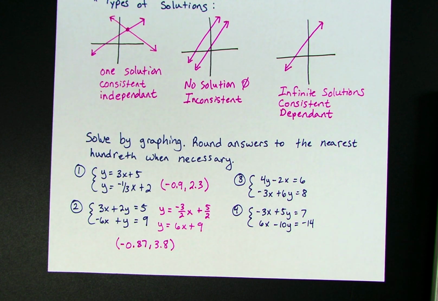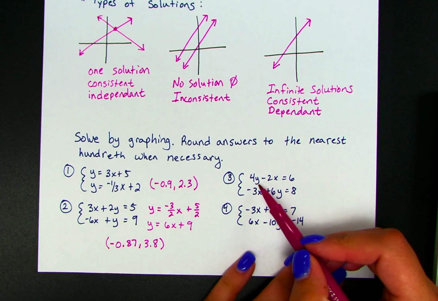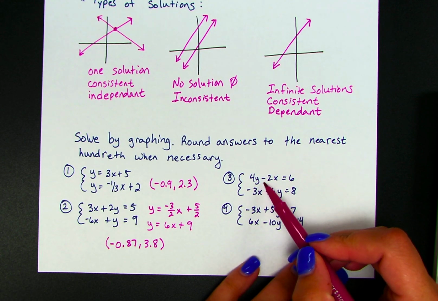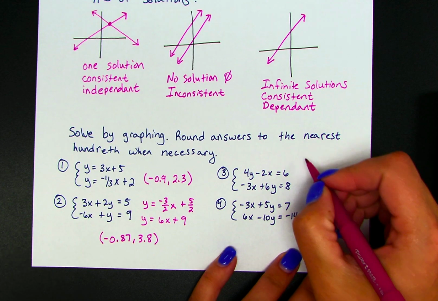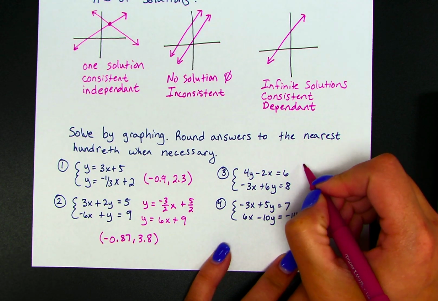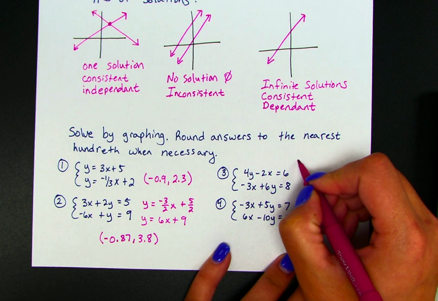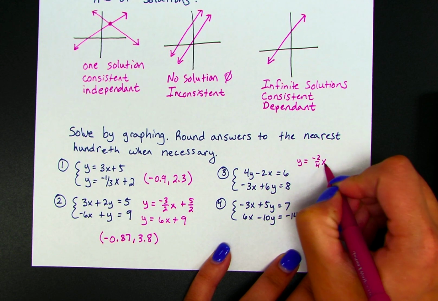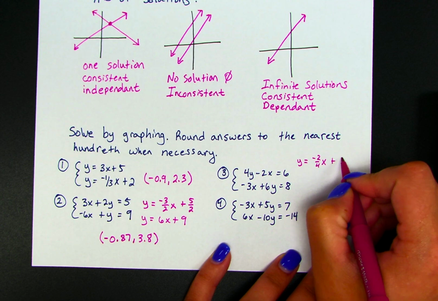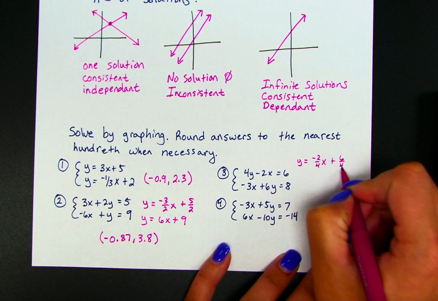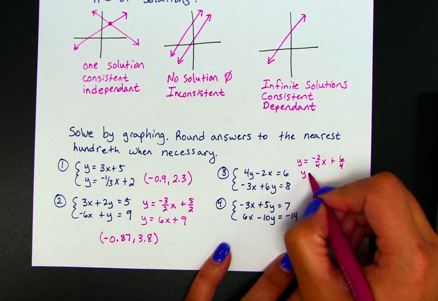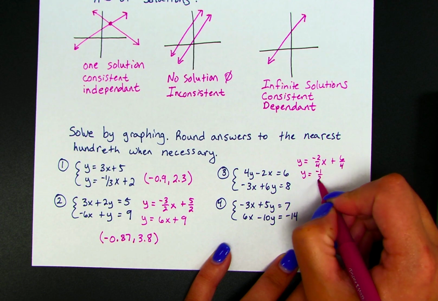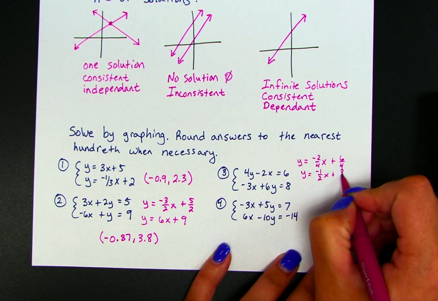All right, so again, before we can use our calculators to graph, we would need to solve these equations for y. So on this one, I'm going to have to add the 2 and then at the same time divide by 4. So y would be -2 over 4x plus 6 over 4. If I simplified that, that's going to be -1/2 x plus 3 over 2.